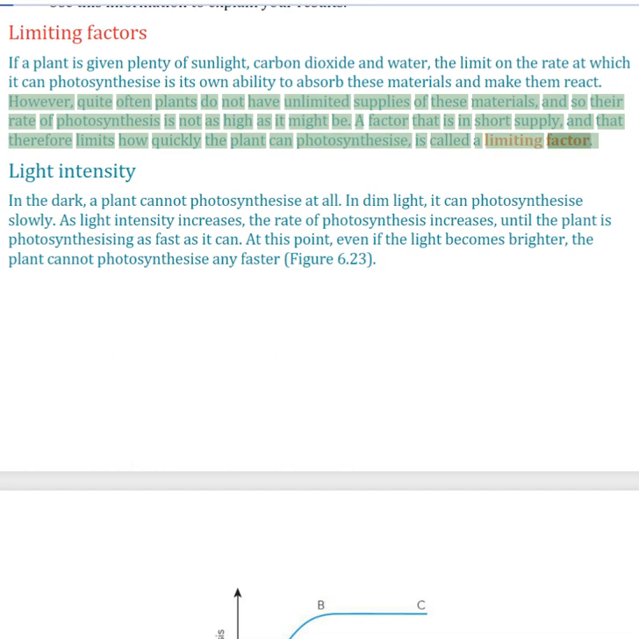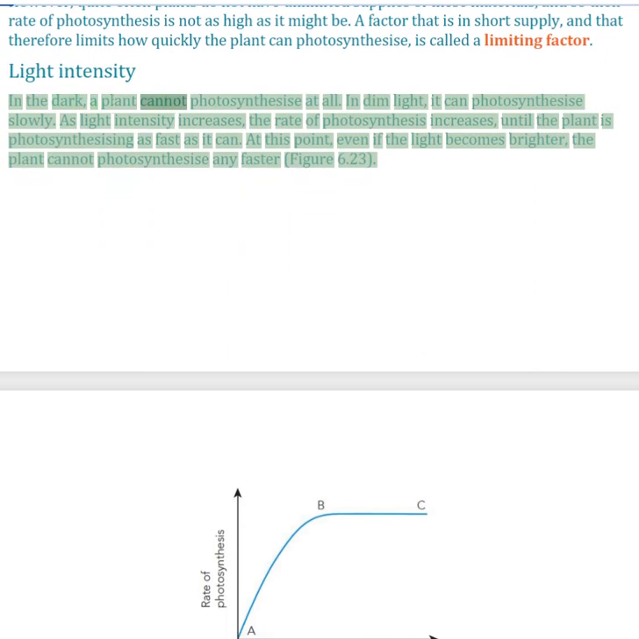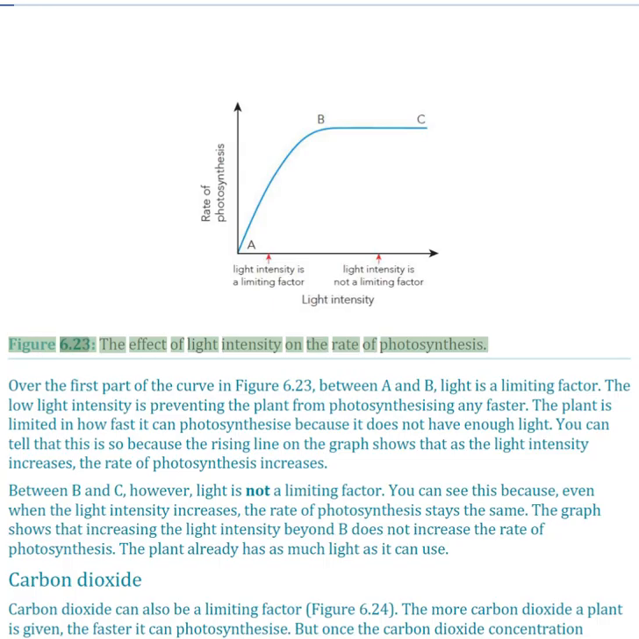Light intensity. In the dark, a plant cannot photosynthesize at all. In dim light, it can photosynthesize slowly. As light intensity increases, the rate of photosynthesis increases, until the plant is photosynthesizing as fast as it can. At this point, even if the light becomes brighter, the plant cannot photosynthesize any faster. Figure 6.23, the effect of light intensity on the rate of photosynthesis.